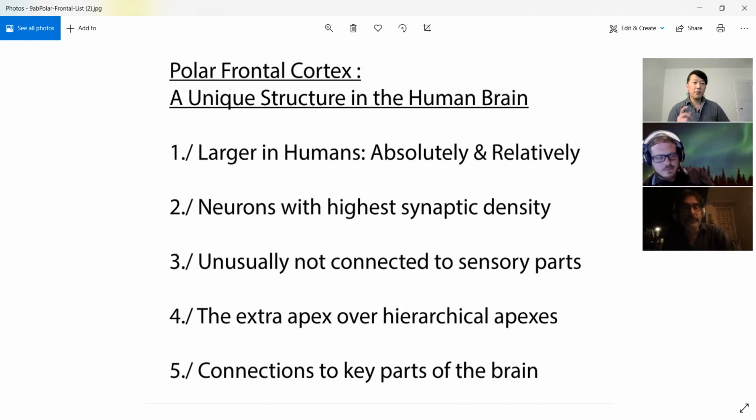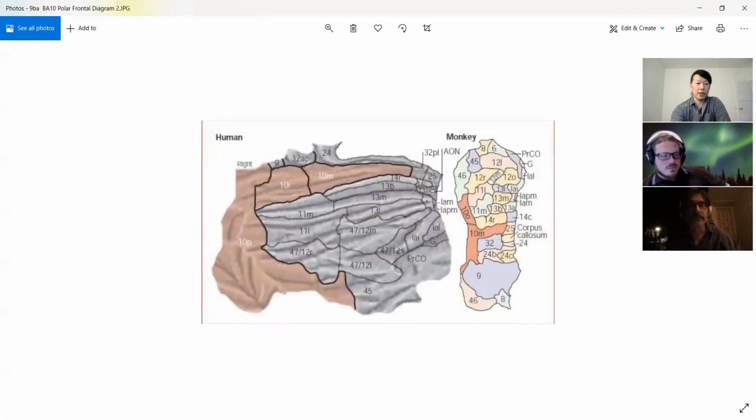Now in humans it is larger, absolutely and relatively. So in this diagram here we have a human polar frontal cortex, the orange bits, and it's drawn to scale. So this is a macaque monkey. Can you see, in absolute terms, obviously, that's a far bigger area than this macaque monkey brain. But in terms of relative size, this occupies a tiny volume compared to what's over here, the human brain. So in terms of absolute size, and also relative size to the rest of the prefrontal cortex, it is huge.